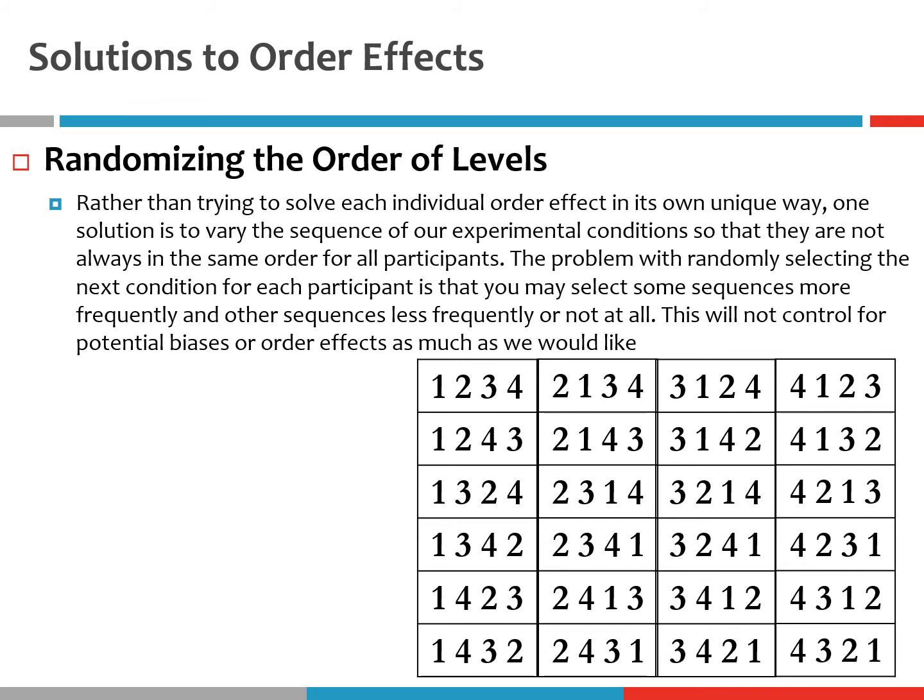The problem is there are a lot of groups here, a lot of different orders. If you use all possible orders, you're going to have an excess number of groups. So the more levels in the independent variable you have, the higher this is going to be.